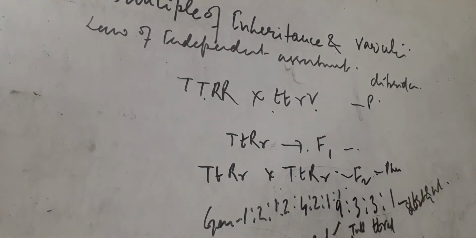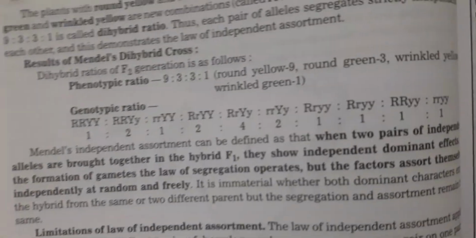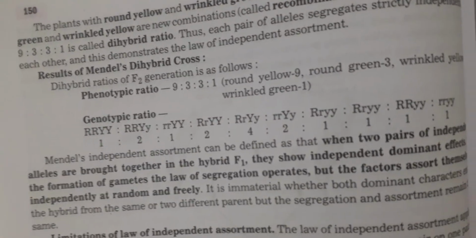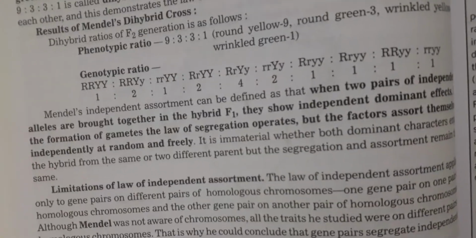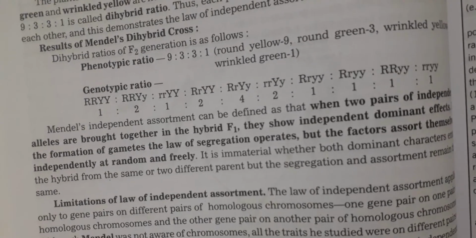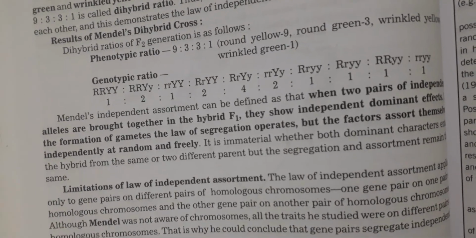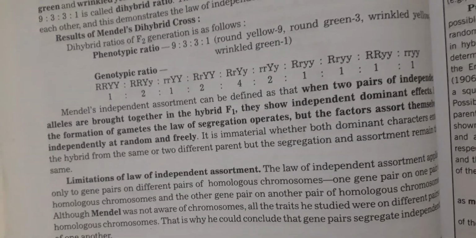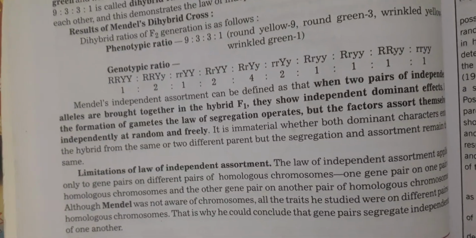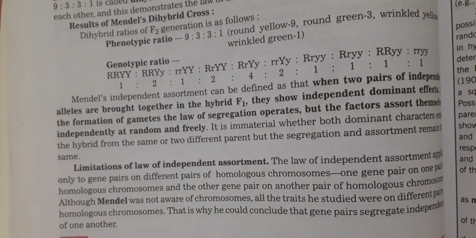So that is the genotype ratio. It is given in your book, see this one, the genotype ratio. It is in your book. When two pairs of independent alleles are brought together in the hybrid F1, they show independent dominant effects independently.